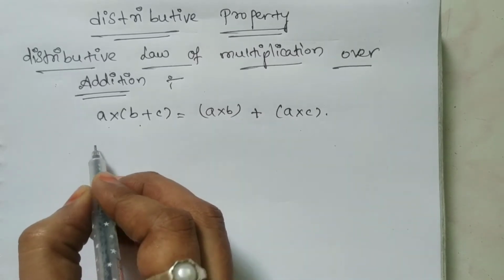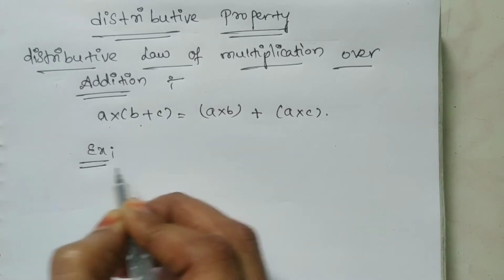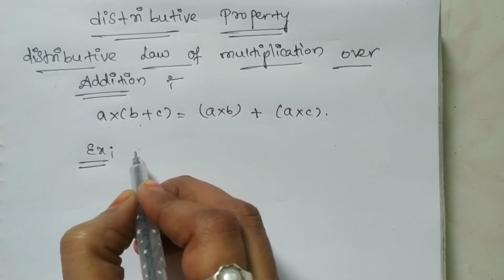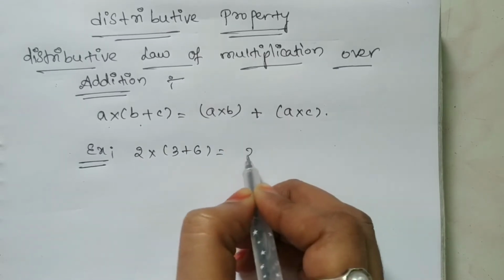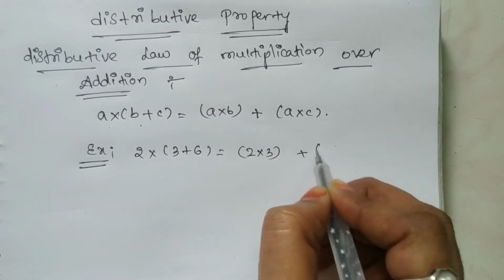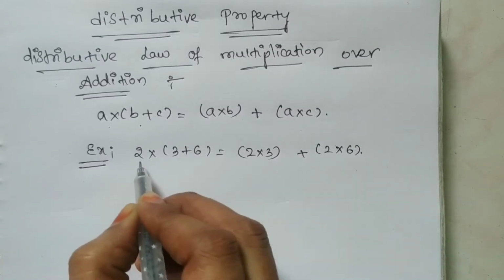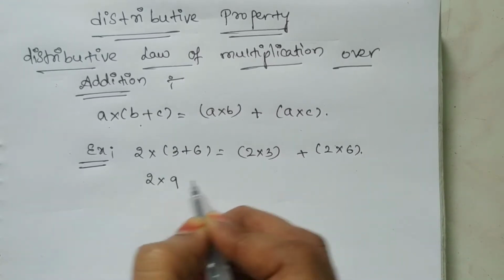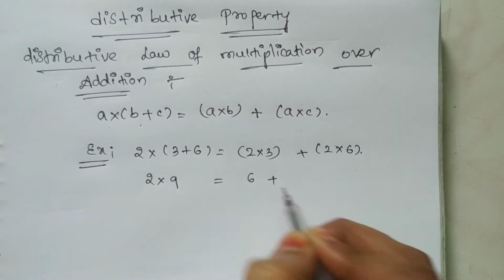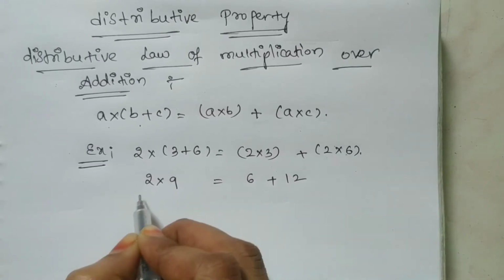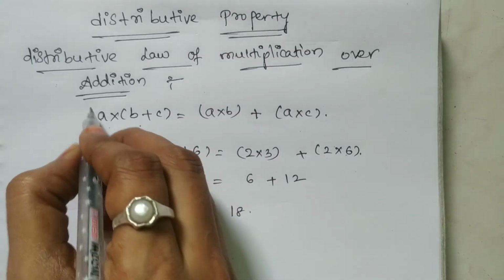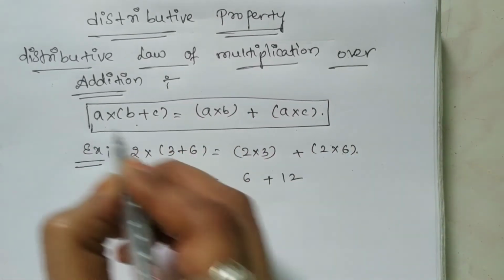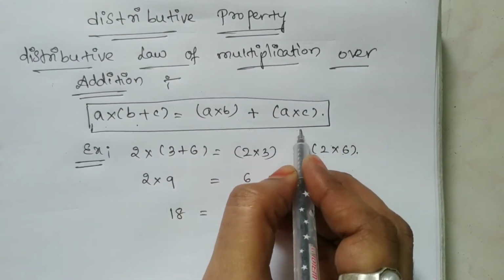For example, I will take the numbers 2 × (3 + 6) = 2 × 3 + 2 × 6. Here 2 × (3 + 6) is 2 × 9, which is 18. And 2 × 3 is 6 and 2 × 6 is 12, so 6 + 12 is also 18. So A × (B + C) = A × B + A × C.